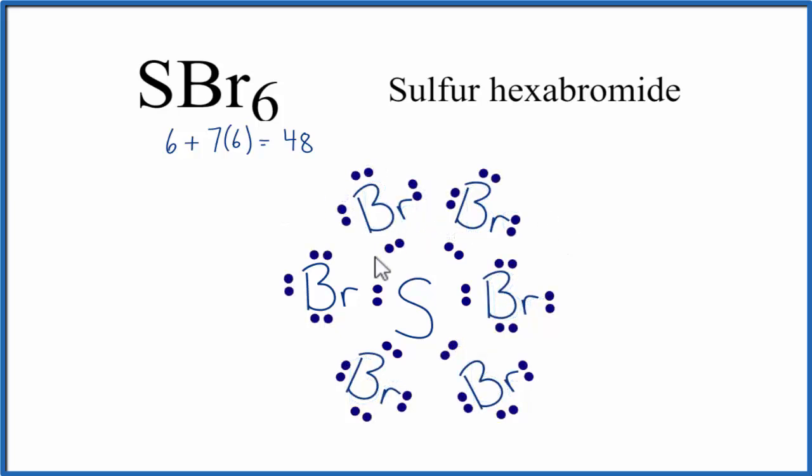So now that we've put all these valence electrons around the bromines, we can see that each bromine has an octet, 8 valence electrons. The central sulfur has more than an octet, but that's okay because sulfur is an exception to the octet rule. It can have what's called an expanded octet. We've also used all 48 valence electrons, so that makes this the Lewis structure for SBr6.